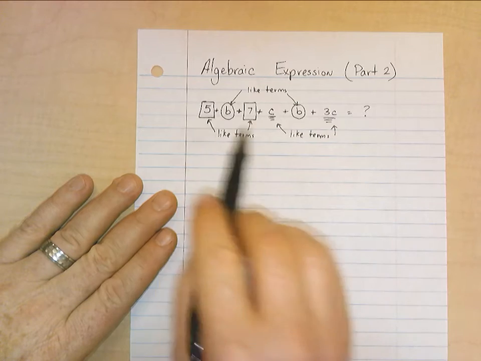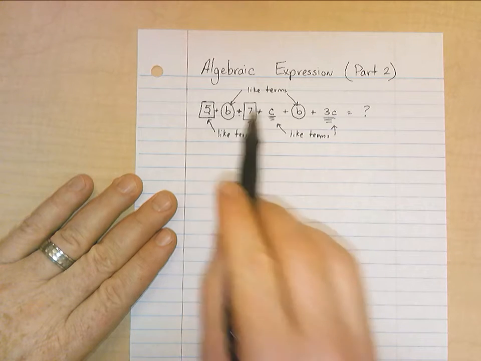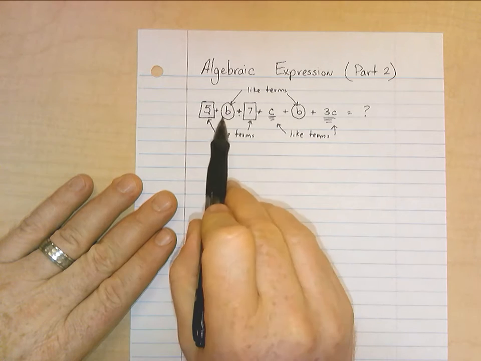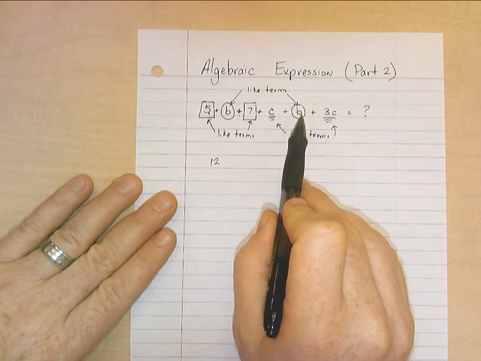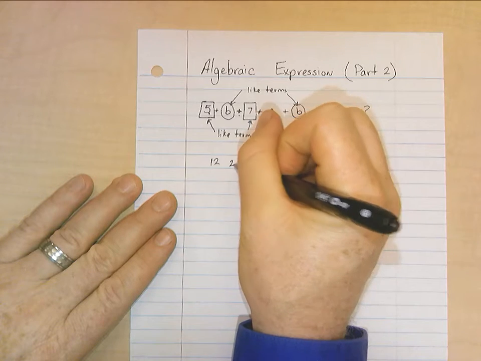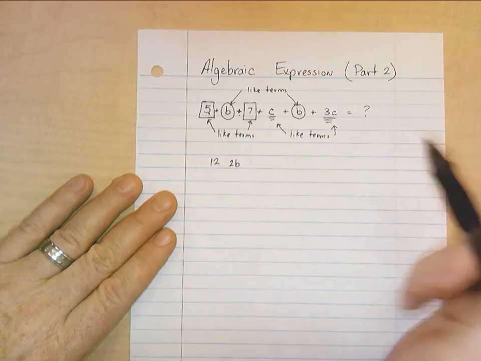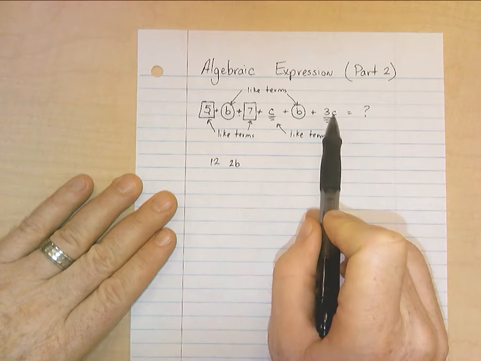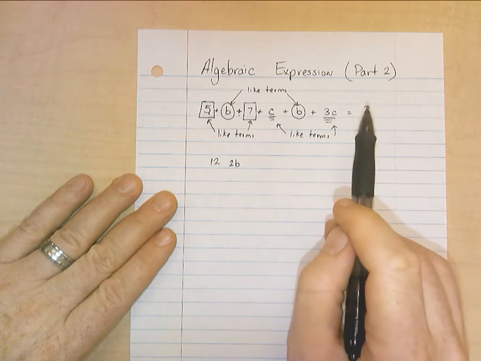So combine them. So 5 plus 7 is 12. So you got the number 12. You got a B here and a B here. Well, how many B's do you have? 2 B's, right? So that's going to be 2B as well. And then how many C's do you have? You have 1 C here, 1 C here, and 3 C's. So you basically got 4 C's combined.